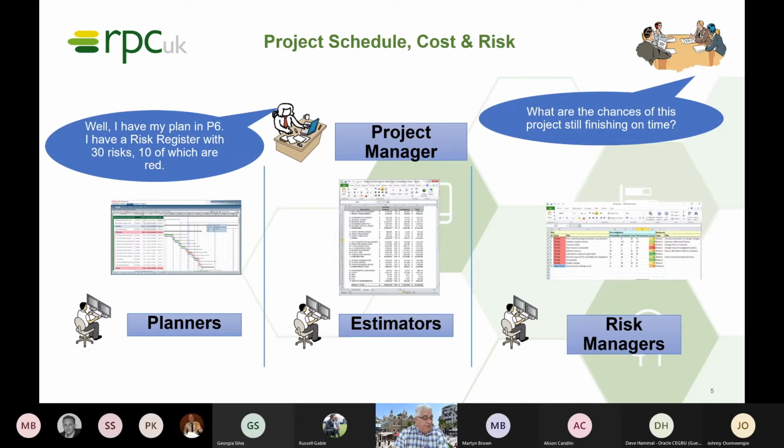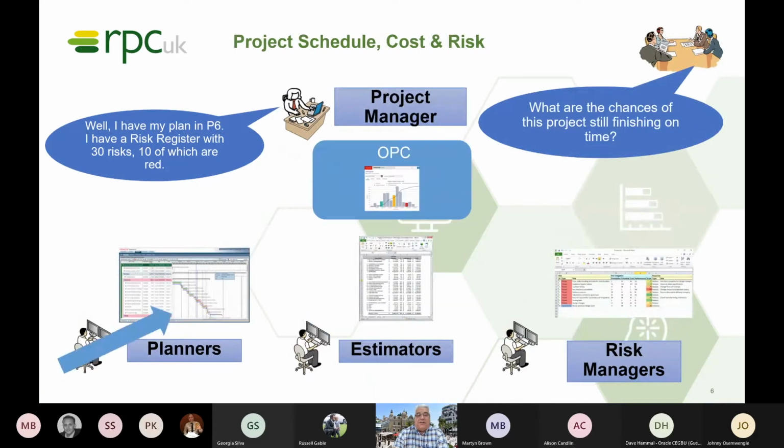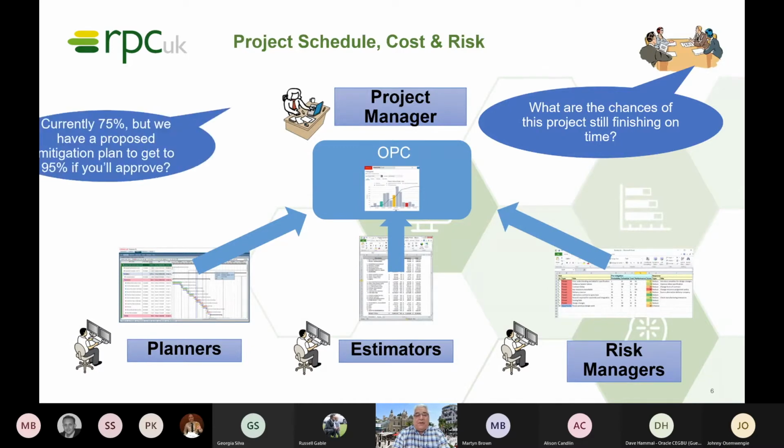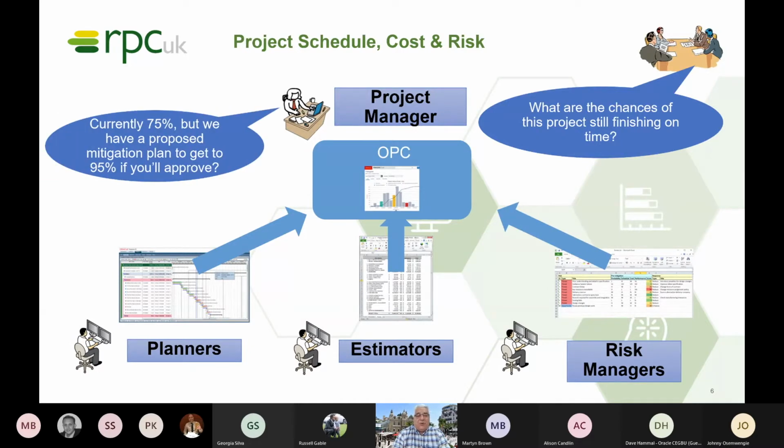And the planner sat in the middle of all this says, well, I've got a plan in P6. I've got a risk register with 30 risks, 10 of which are red. And we've got to somehow manage these three or four different types of people or groups of people who are managing projects. So with Oracle Primavera Cloud, that's going to sit right in the middle, and that's hopefully going to address all the questions that the planners, estimators and risk managers might have.